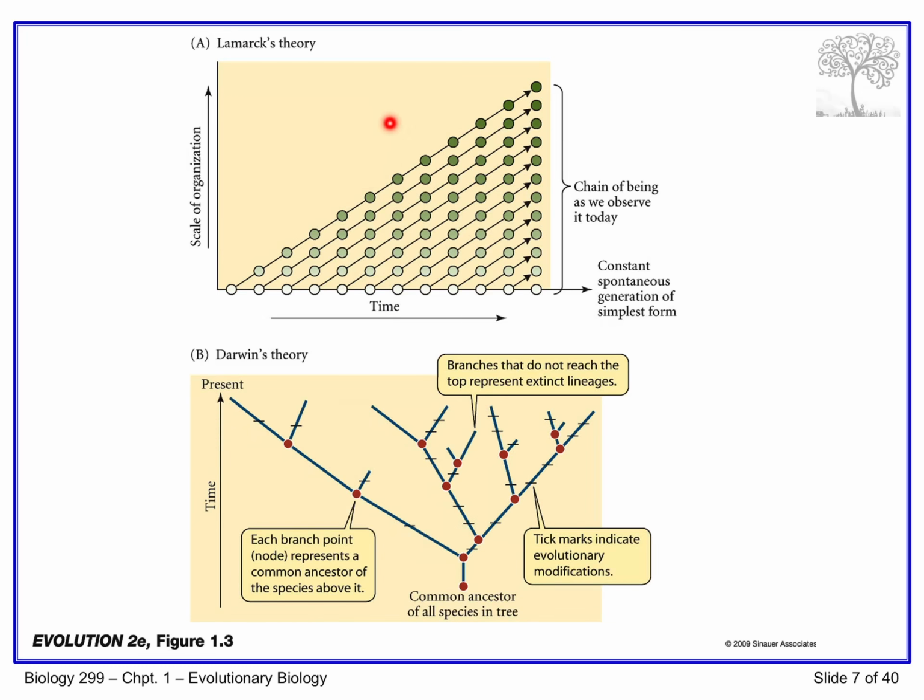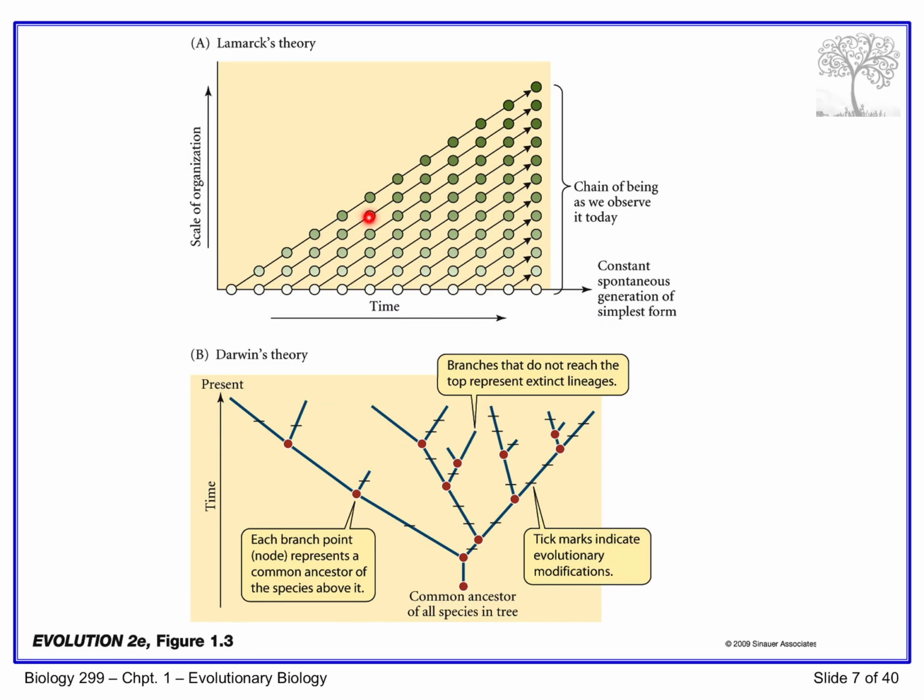So here on the top, we have Lamarck's theory, so to speak. We have time going from early times to modern times along the x-axis, and we have scale of organization, so from simple to complex. Lamarck would say that a species would be independently created by God or something else, and through inheritance of acquired characteristics, generation to generation, it becomes more and more complex. And so it becomes more complex over time, going up the scale of being, the chain of being.